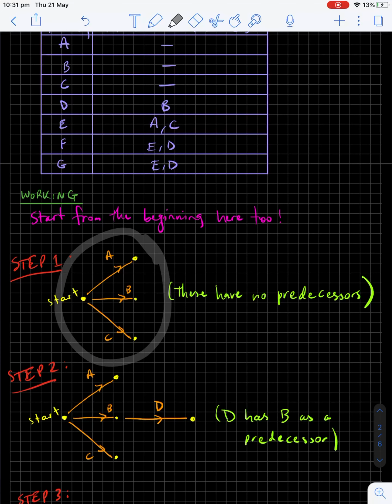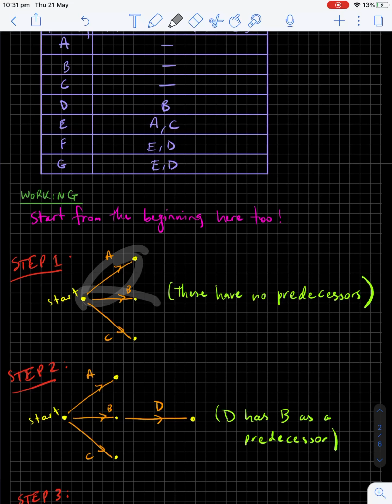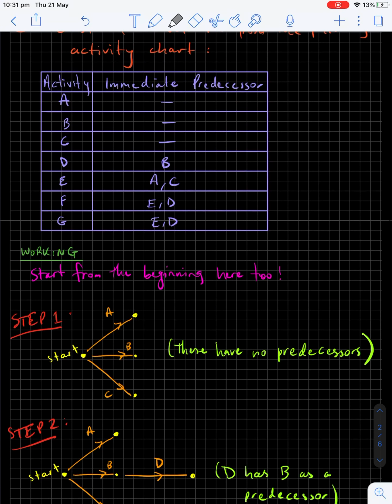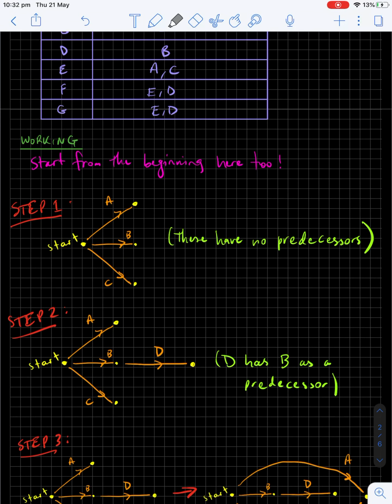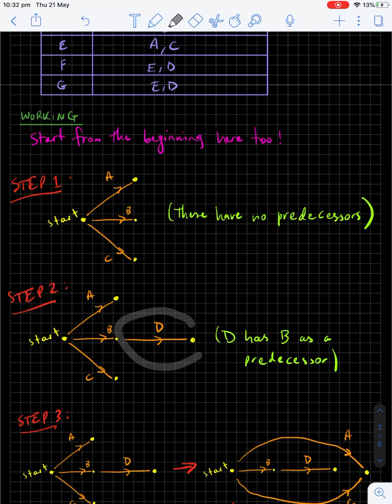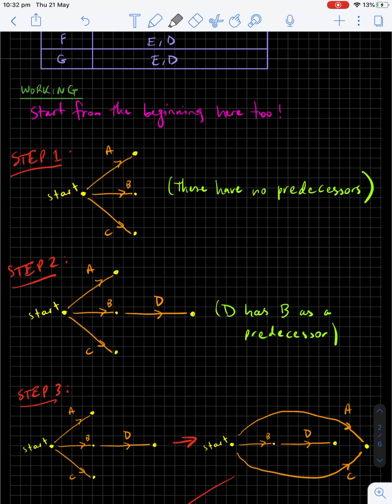Now, it's really important that you do this in pencil because some of these lines can get rubbed out. Okay, step 2. Once you've done your ones with no predecessors, you want to do your next one. So now we've got D, and D has the predecessor of B. So coming out of the B activity, we want to have our D line with our D dot as well. That shows that to do D, you must have done B already. So that's what our diagram is going to look like next.